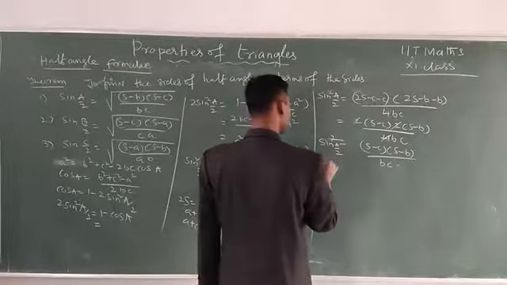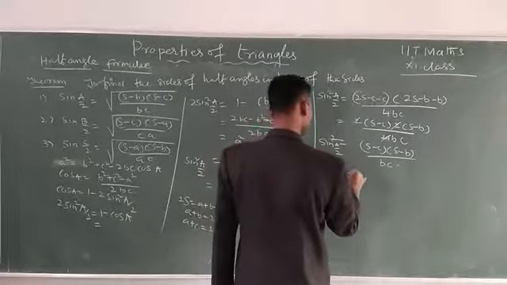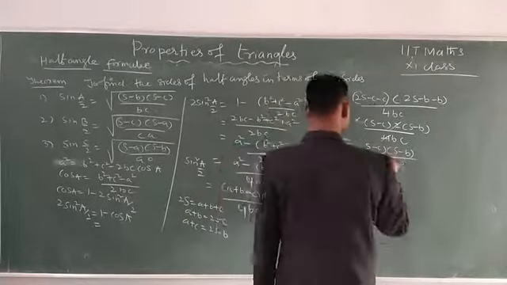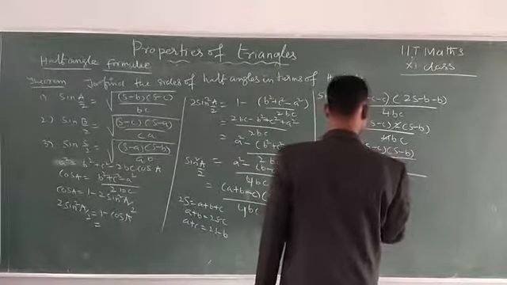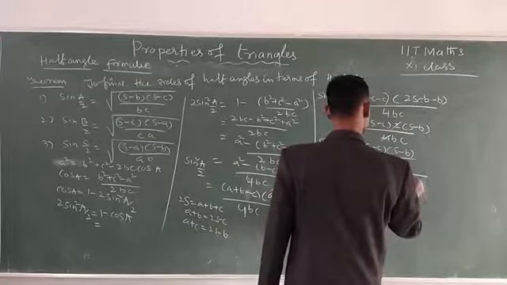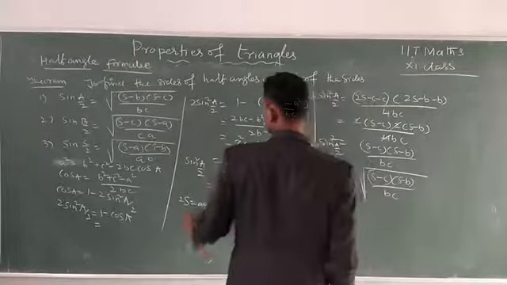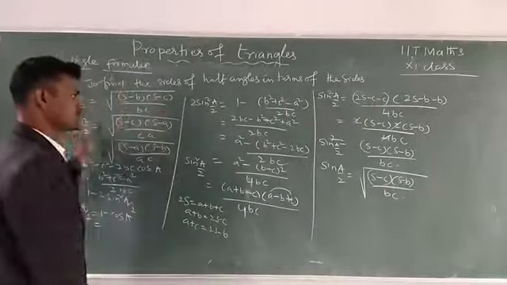Now I want sin A by 2 is equal to, square going that side means root, under root of (s minus c) into (s minus b) by bc. Similarly these two are also the same. Okay, note down.